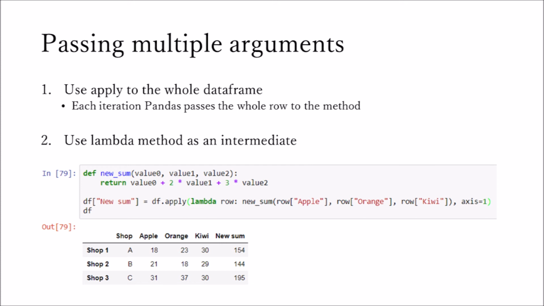Here we define axis equals 1 because we are operating along the same row. If we want, for example, the sum of apples in all shops, then we set axis equals 0.